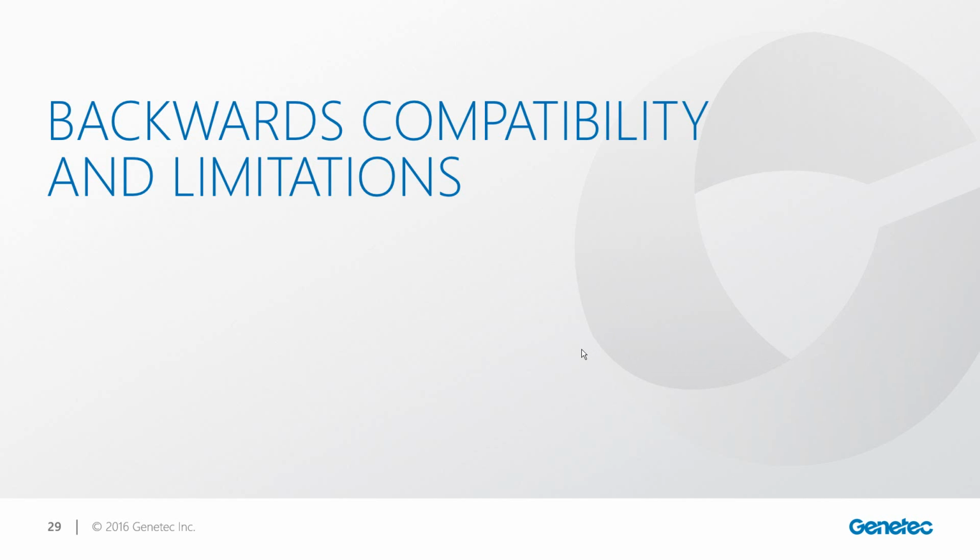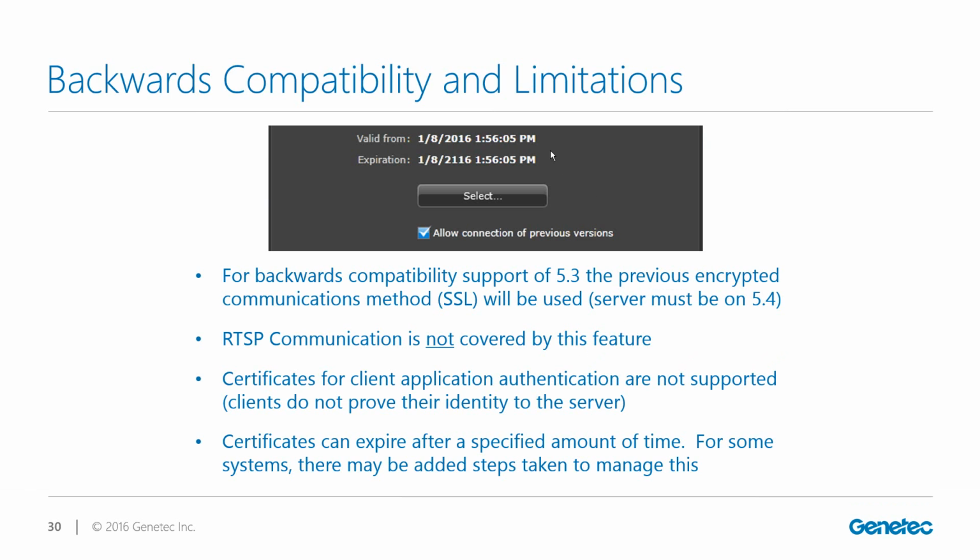Now let's talk about backwards compatibility and limitations. From that same section we were just looking at, we have a button here that says allow connection of previous versions. So if you want to be super secure and you don't want anybody to connect unless they're all on 5.4, you can actually uncheck that box, and it will block the connection from, let's say, a 5.3 or below machine. To use the backwards compatibility, the server has to be on 5.4, and as well, if we are connecting from a previous version server or client, it is going to use SSL. The previous ones don't know how to use TLS, so the SSL protocol is still in place that can still be used to communicate with previous versions.